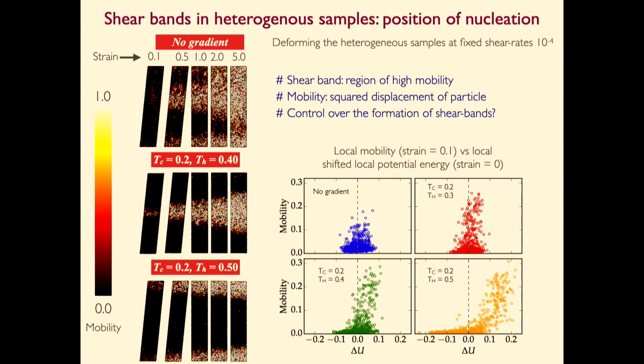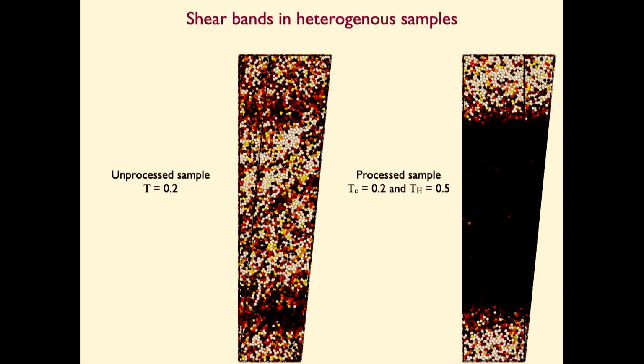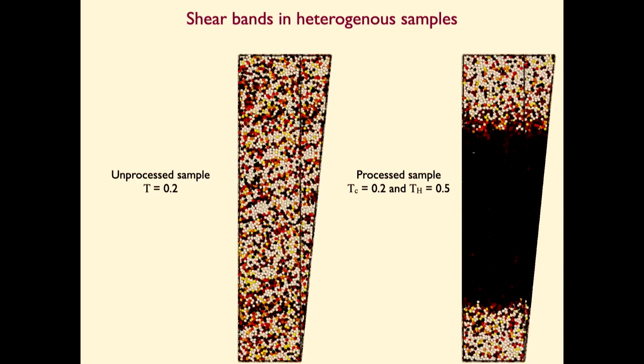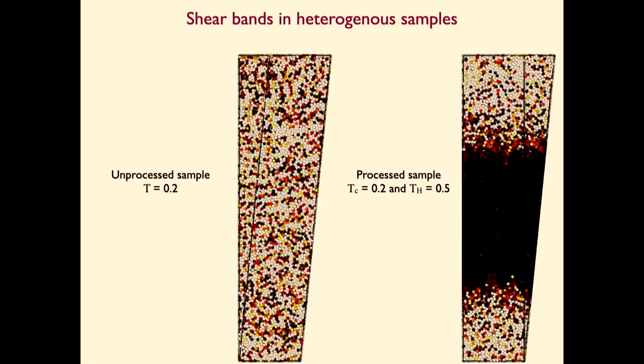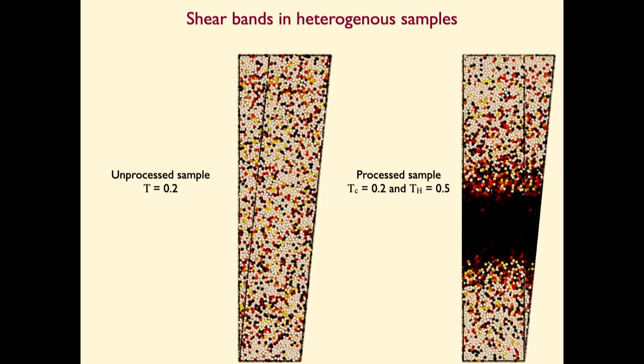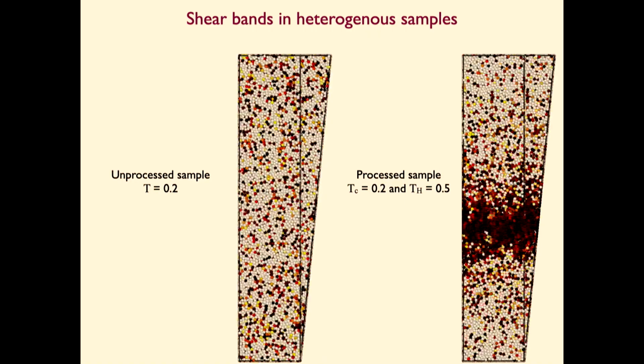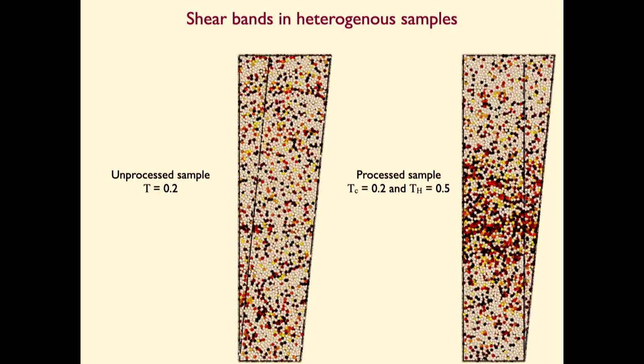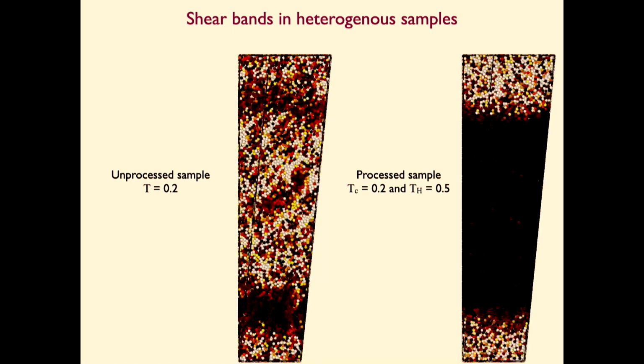So there are other factors which govern the nucleation of shear bands, but here inhomogeneity is controlling the shear band formation. This is the movie where you can see the unprocessed sample, where we have not applied any temperature gradient, and where we have applied the temperature gradient. You can see that shear bands persist for a very long time, and also we have control over the formation of the shear band. It nucleates, for example in this case, near the boundaries.